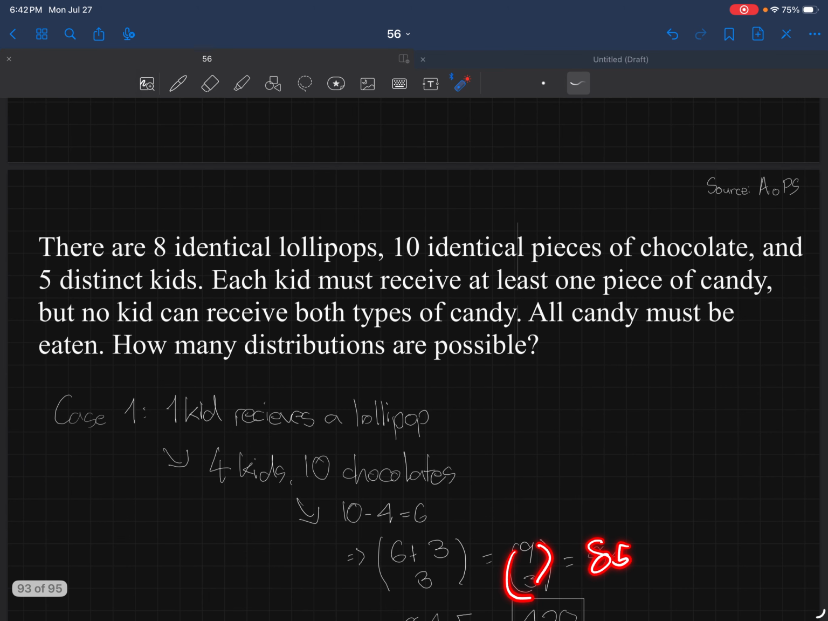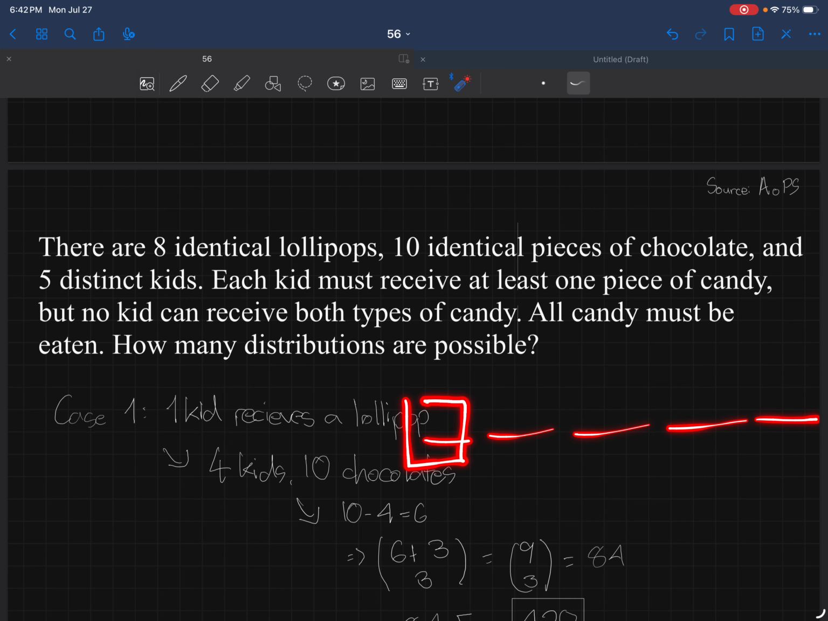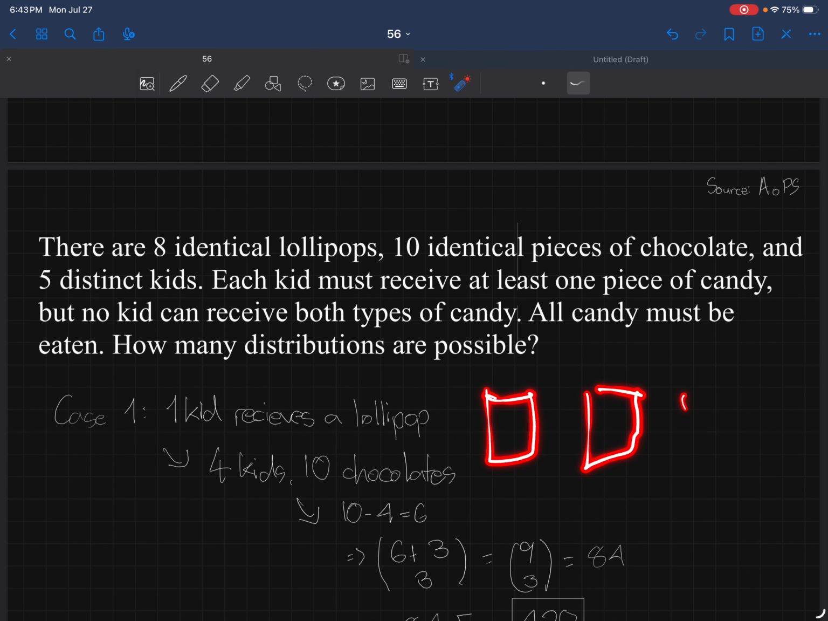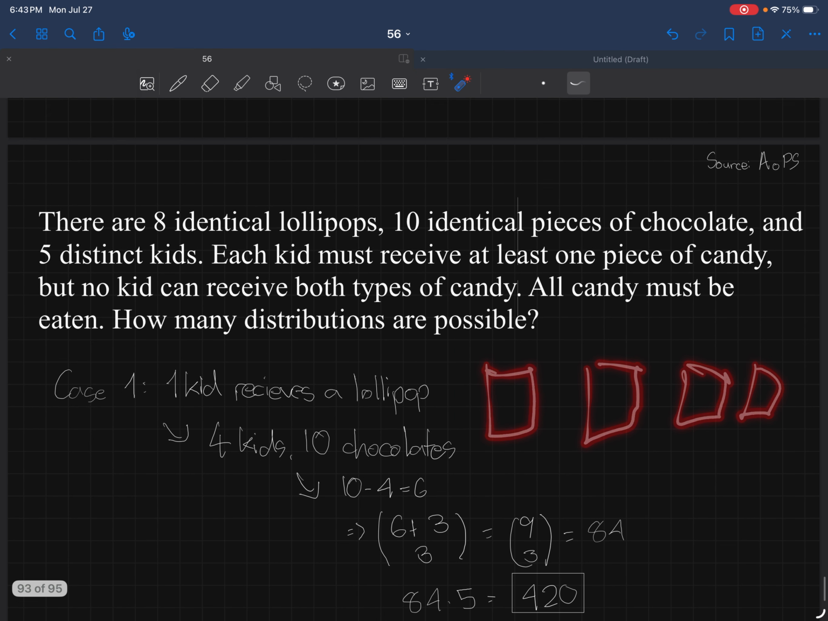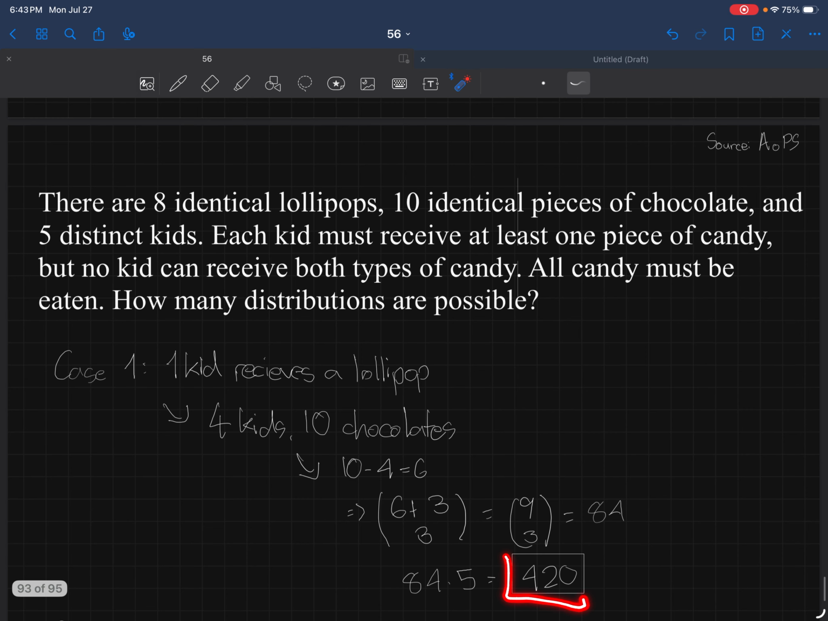Is that our answer? No, because we have only made this work for the first kid getting the 8 lollipops. What about this kid getting the lollipops? What about this kid? This kid, this kid. So we multiply 84 by 5, giving us 420. That is the answer to our first case.